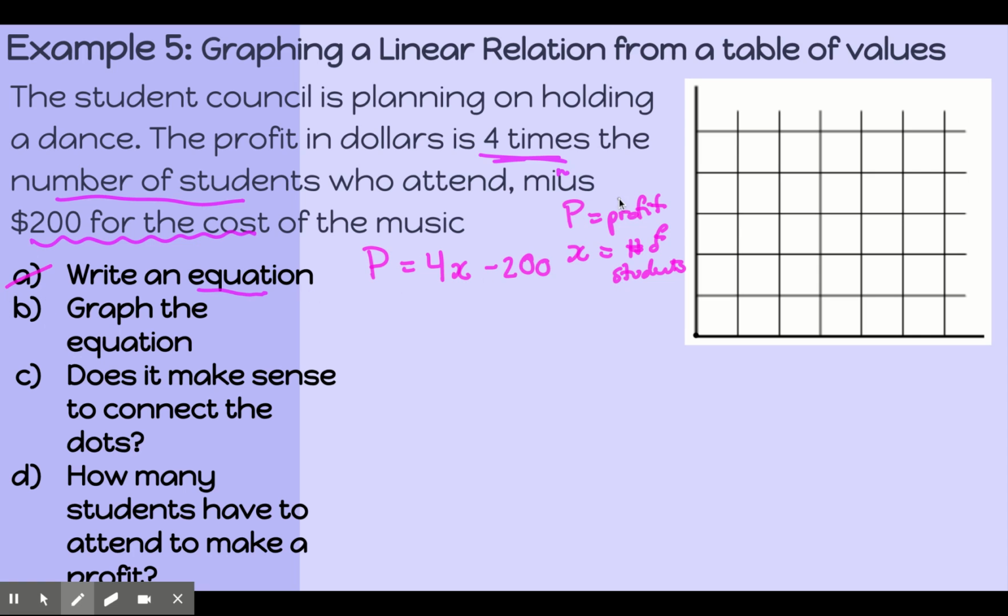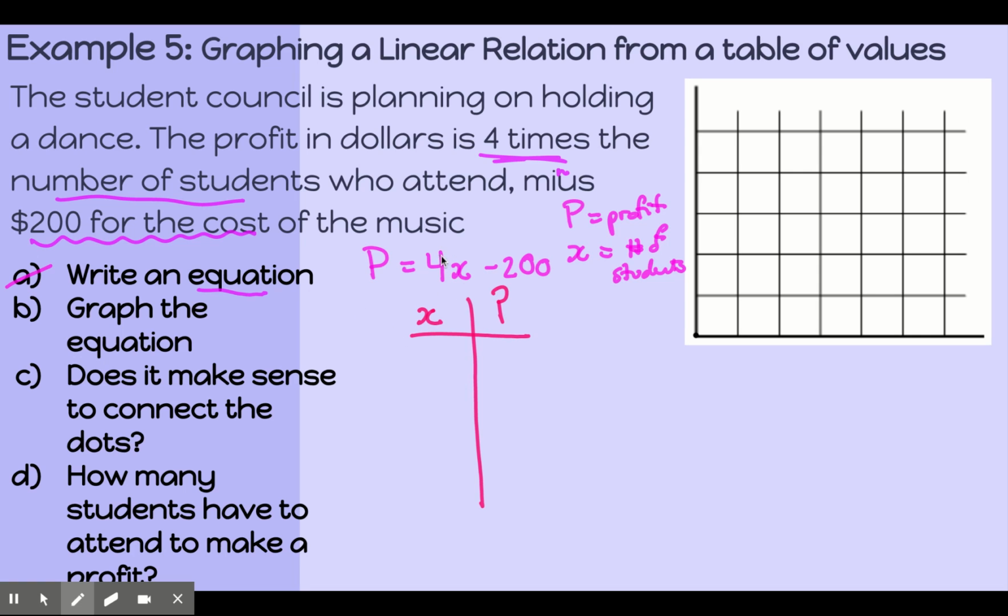I have identified my variables, and that part is important. Now we're going to graph the equation. Well, this looks a little tricky to graph at the moment, so the only way we can graph the equation is if we make a table of values. So we're going to do our x first, and our y, aka p, second.